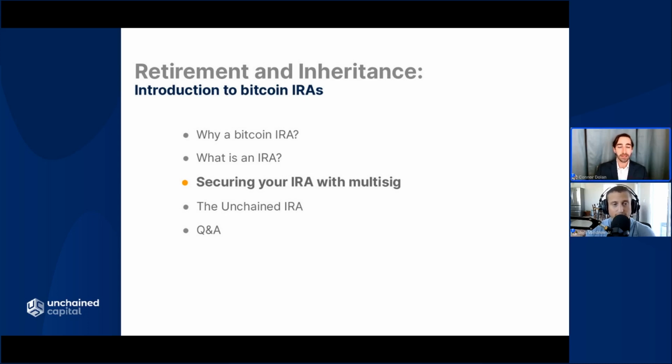Thanks, Jeff. So before we talk about the Unchained IRA more broadly, I would like to take a moment to discuss Unchained Capital and our platform for anyone out there that may not be aware of what we do, because the IRA is actually just one small part of what we offer. Unchained is a Bitcoin native financial services company, and our core mission is to empower individuals to control their private keys to their Bitcoin. So what does that mean exactly, to hold your own private keys?